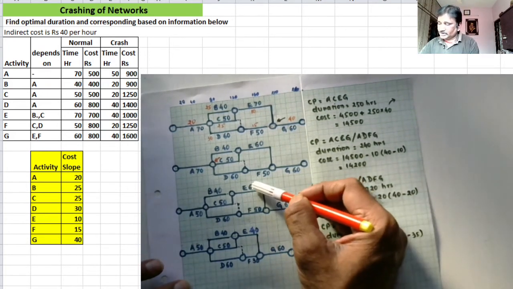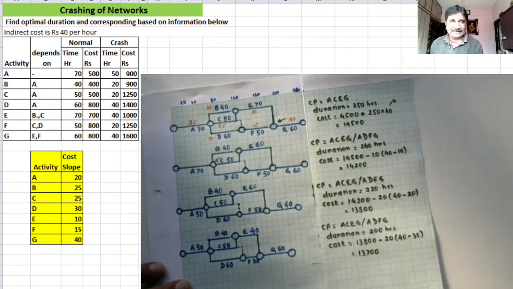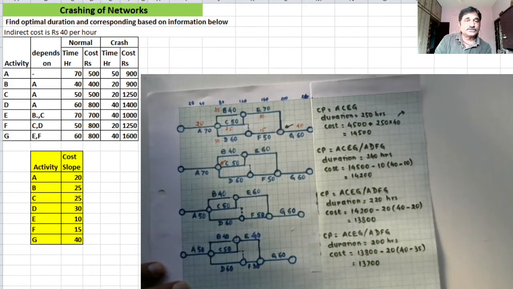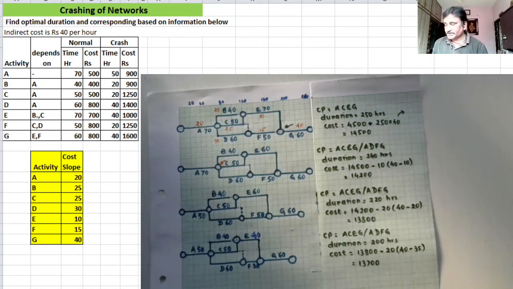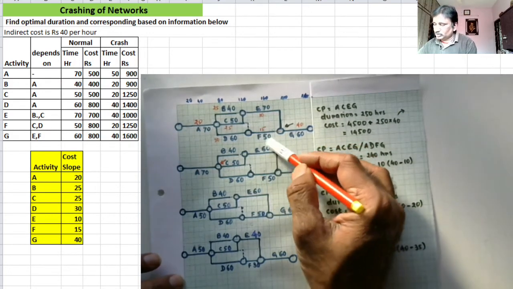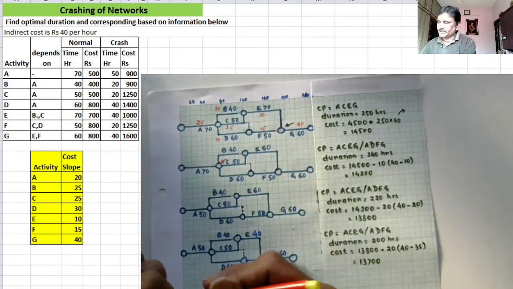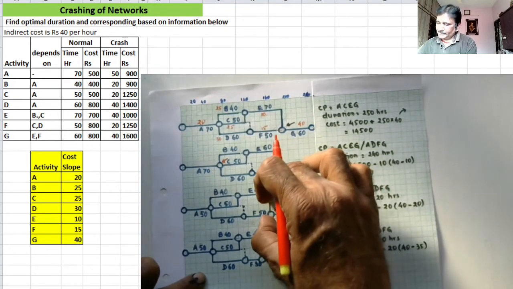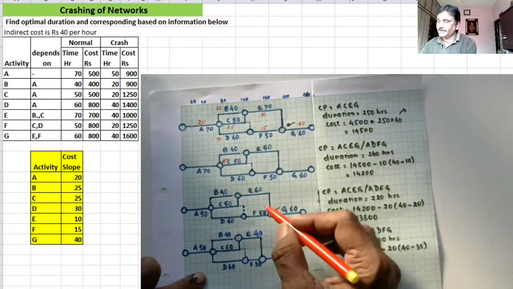Activity E is right now 60 hours, and from the network I come to know I can reduce it to 40 hours. And activity F, I can reduce to 20 hours. Now, once again, I have decided to crash these two combinedly. I'll be putting pressure here, and I will be pressing these two links combinedly.